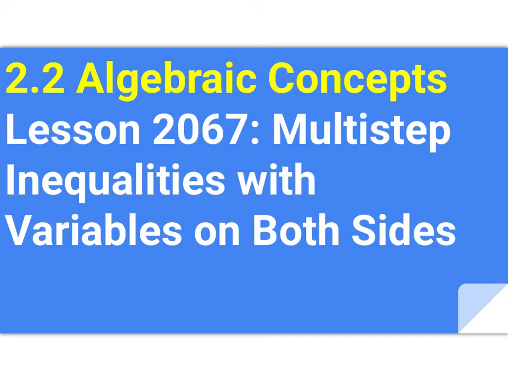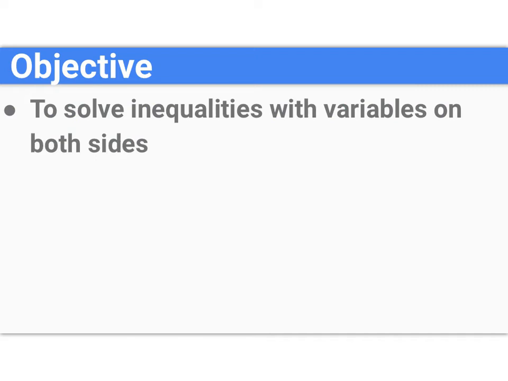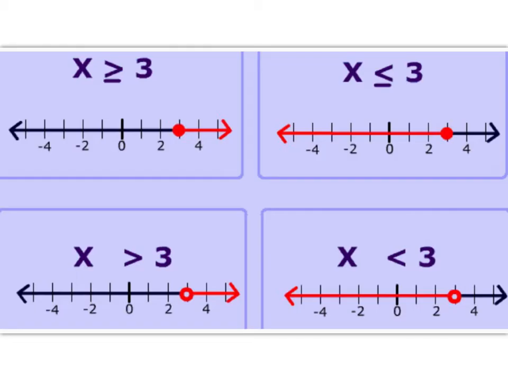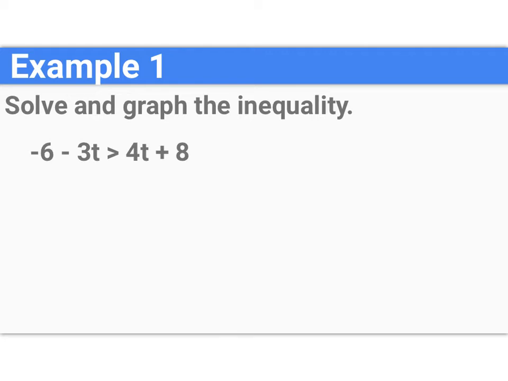Okay, welcome to lesson 67 of algebraic concept, multi-step inequalities with variables on both sides. So here's our objective, our rules and notes. You can always pause these videos and read over them, and I suggest you take the time to do so. Okay, so let's look at our first example.